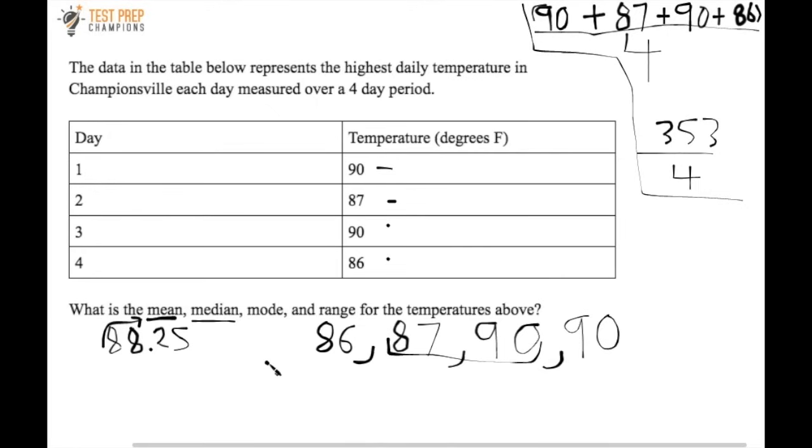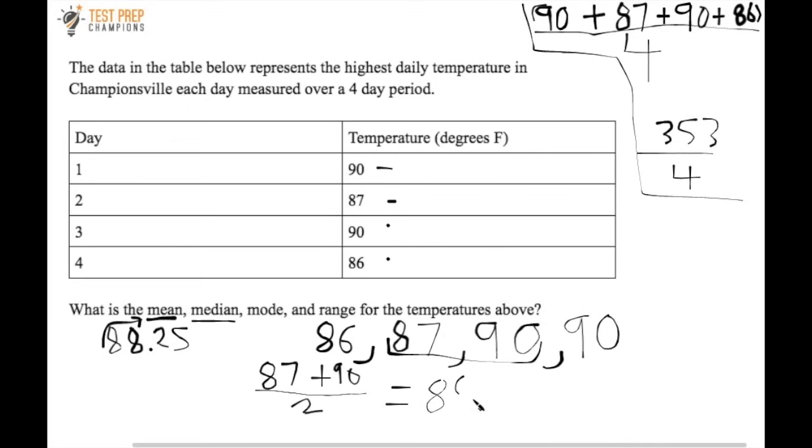So what I have to do is, again, take the two numbers in the middle, which are 87 and 90, and divide these by 2. So 87 plus 90 in my calculator, I get 177. Dividing that by 2, I get 88.5. So my median is 88.5. Hopefully that makes sense.